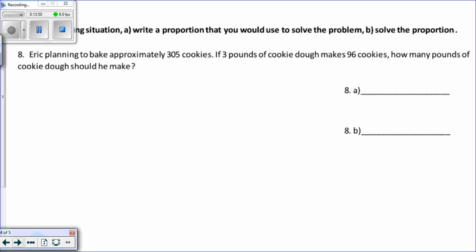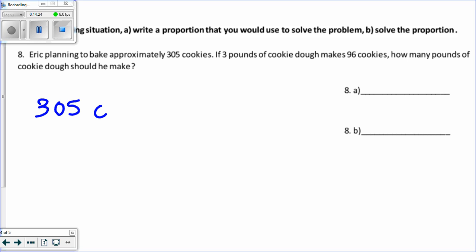So now we have a word problem. For the following situation, A says write a proportion that you would use to solve the problem, and B, solve the proportion. So just like in class, we need to write a proportion to solve this. It says, Eric is planning to bake approximately 305 cookies. So I'm going to write that down. That's important information. I'm going to use C to represent cookies. If 3 pounds of cookie dough makes 96 cookies, how many pounds of cookie dough should he make?